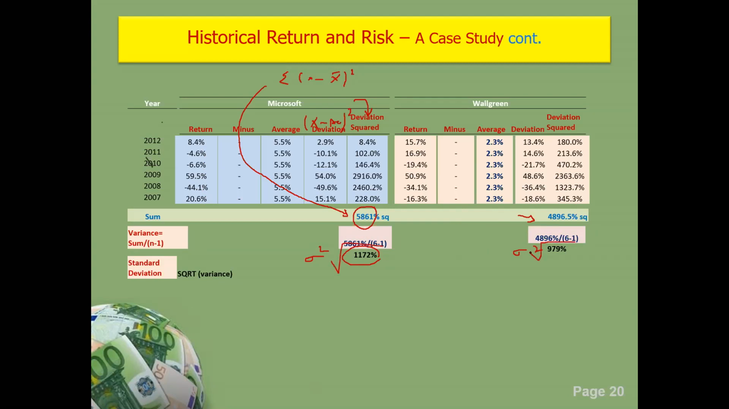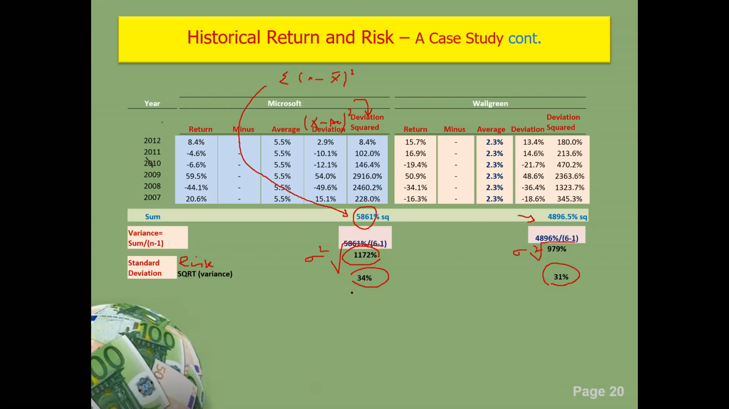Standard deviation is a more standardized, good number. So we take the square root and we got the standard deviation of 34 for Microsoft and standard deviation of 31 for Walgreens. Now this standard deviation is a risk. Which company has high risk? Microsoft.